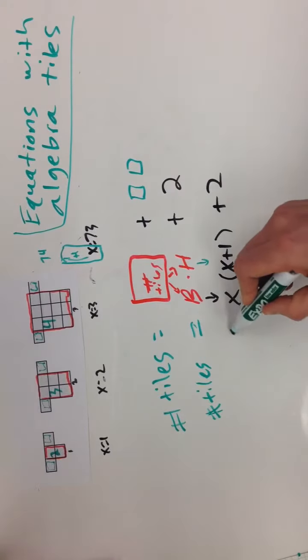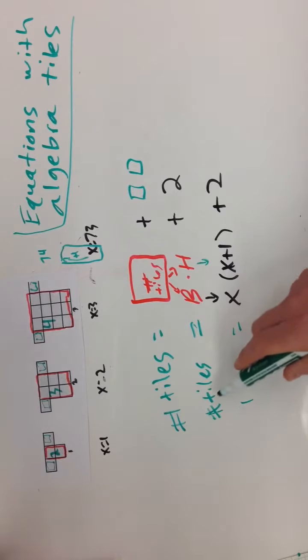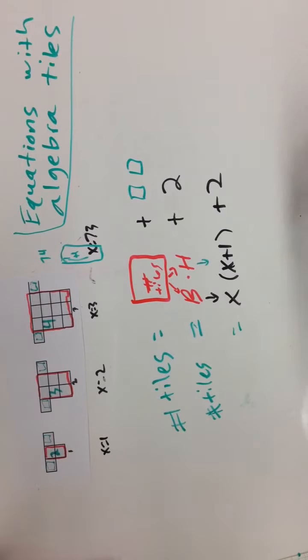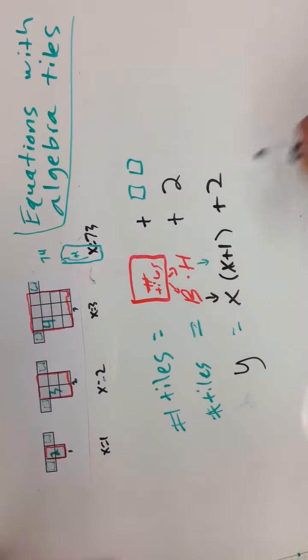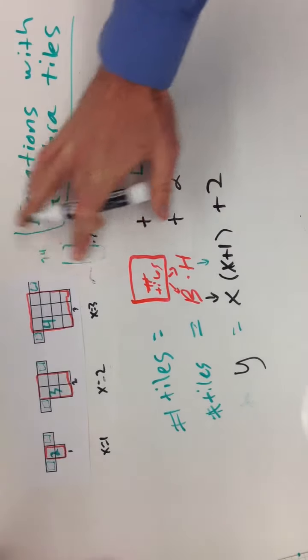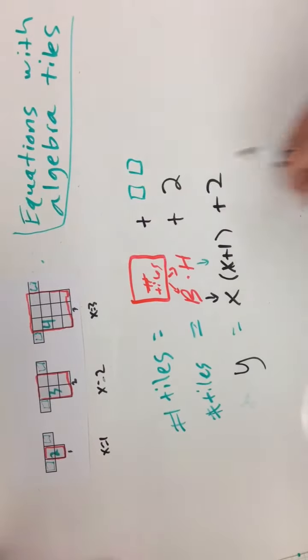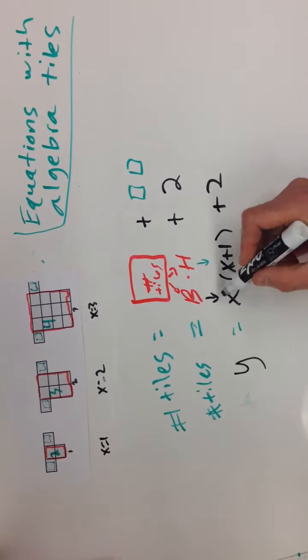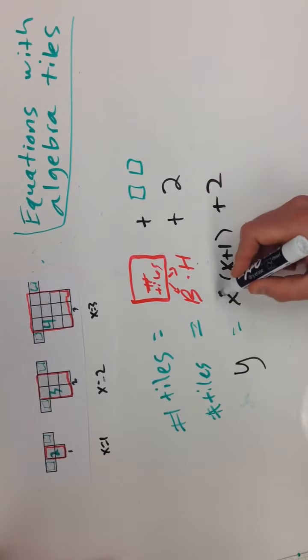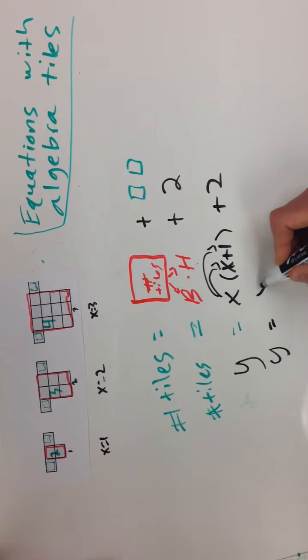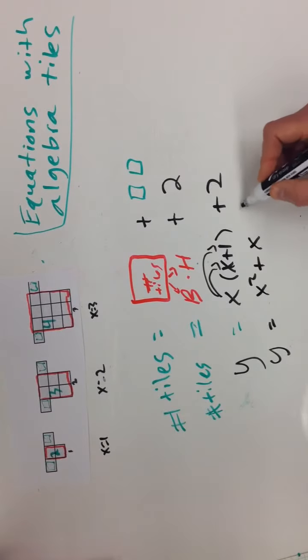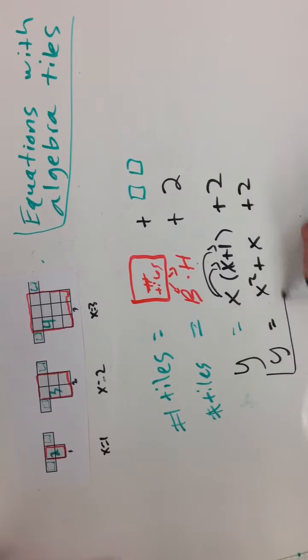Now I'm going to nickname the tiles. I'm just going to say that that's y, and x is going to be the arrangement number. So I want to see if I can simplify this equation. I'm going to do my distribution, and I'll get y equals x squared plus x plus 2. You can see this is clearly quadratic.